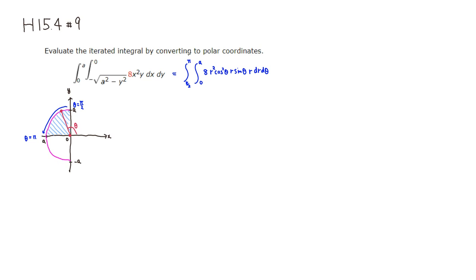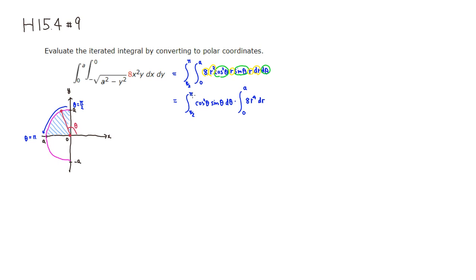Then this looks like a separable integral, so I'm going to do all the thetas here, from pi over 2 to pi. You have cosine squared of theta and sine theta d theta, times the integral from 0 to a. We took care of cosine squared and sine of theta and d theta, so what's left is 8, and then r squared and another r and another r, so it's r to the 4th power, and then dr.